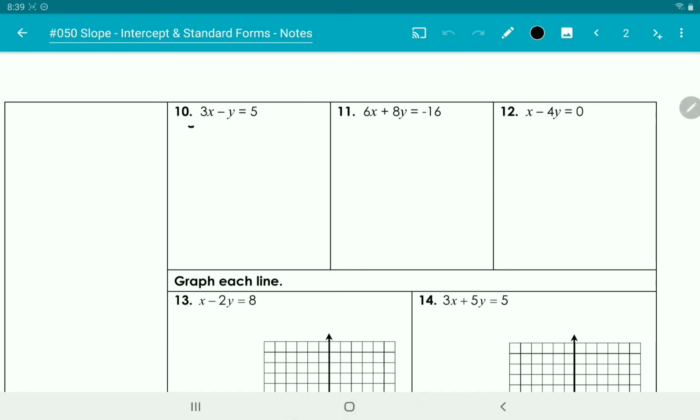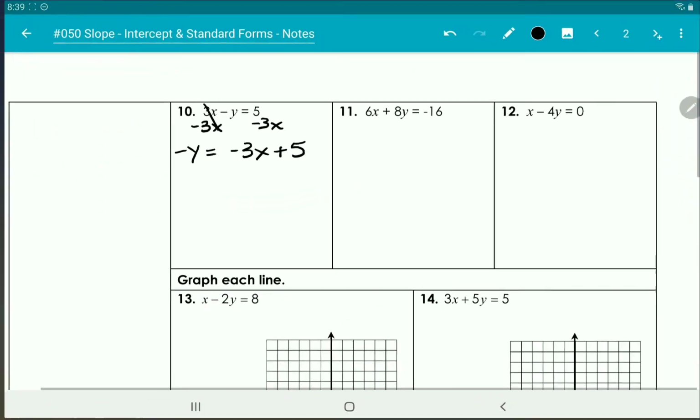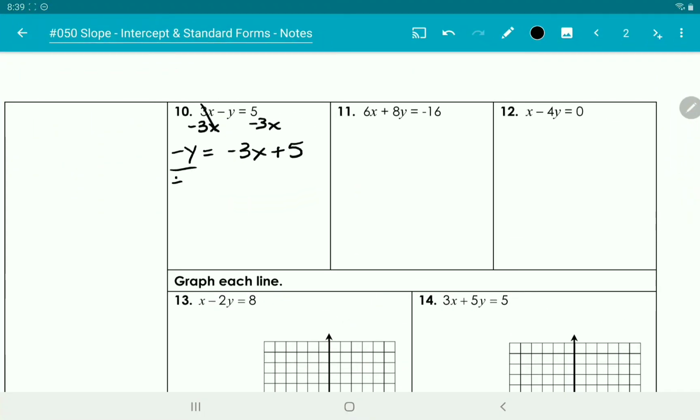Okay, so again, we'll try it over here some. So we'll get rid of the x term first, okay? So we'll subtract 3x from both sides. That's going to cancel out. We have negative y equals, again, we'll do the x term first. And you can see here that we are going to now divide by -1, because -1 times y is what we've got here.